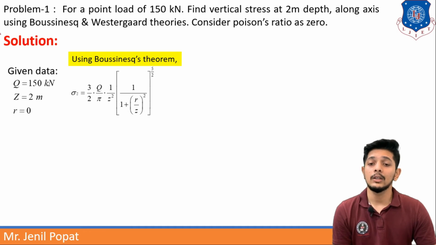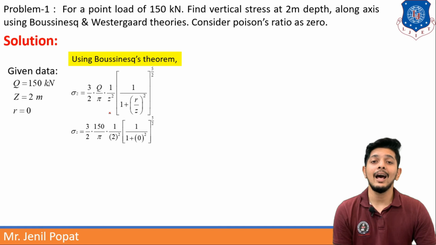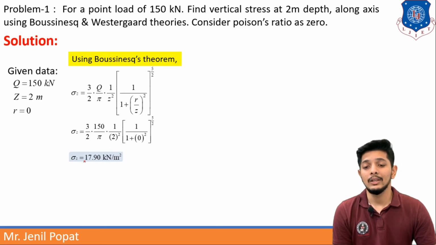Now here q is given, pi we know, z is given, and r is given, so we put in all the values: q as 150 kilonewton, z as 2 meter and r as 0. Putting r as 0 makes that term 1, and sigma z comes out as 17.90 kilonewton per meter square. See guys, Boussinesq's theorem gives us the vertical stress value as 17.90 kilonewton per meter square.